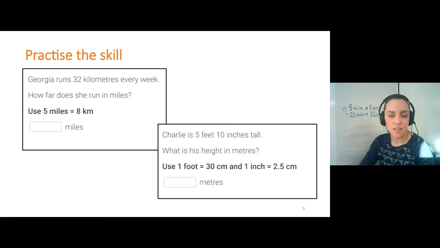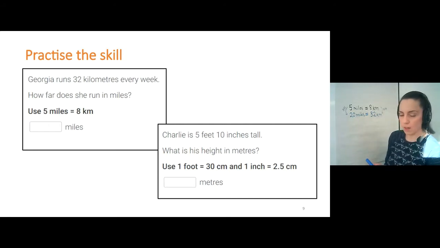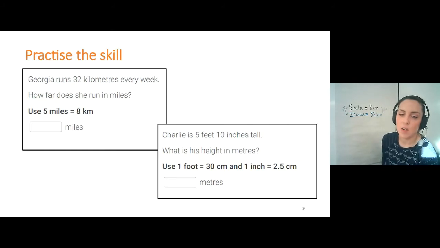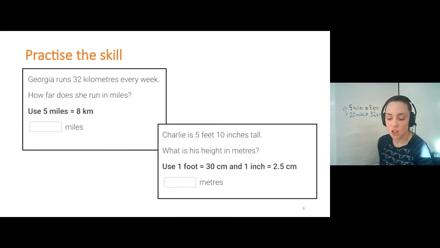Well done. Everyone okay with that? Should we have a look at the next one? Slightly different again. Charlie is 5 feet 10 inches tall. What is his height in meters? So use 1 foot equals 30 centimeters, 1 inch equals 2.5 centimeters.